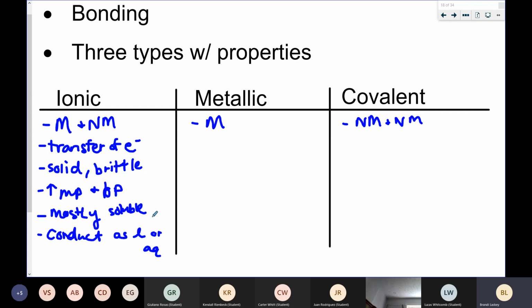Let's switch over to metallic. Like I said, these are just metals or those alloys, which are the mixtures with different metal ions. These are going to be represented as a sea of mobile electrons.